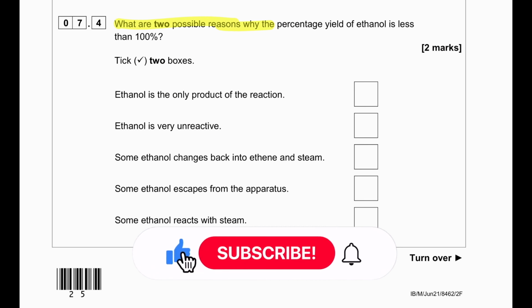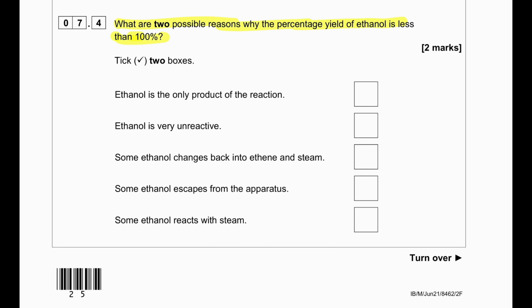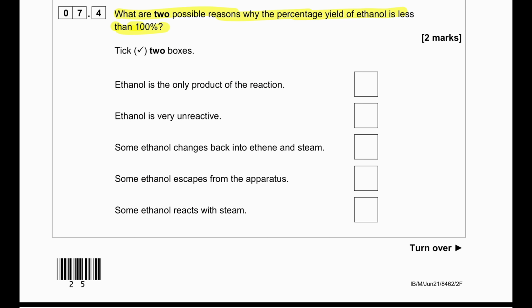What are the two possible reasons why the percentage yield of ethanol is less than 100%? Because this particular reaction is reversible, some ethanol can turn back into ethene and steam. That's one of the things. The other one is that the apparatus leaks, so some ethanol may escape from the apparatus, which they couldn't trap.